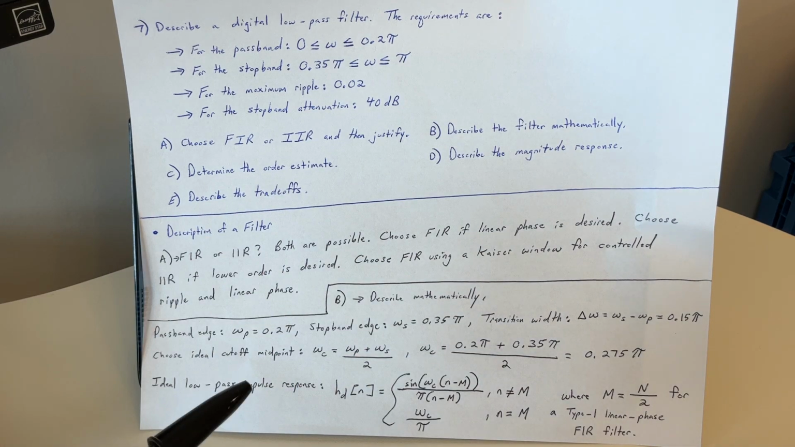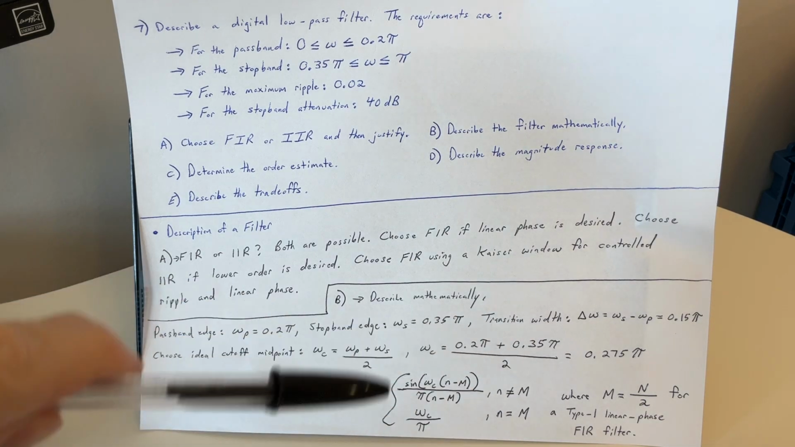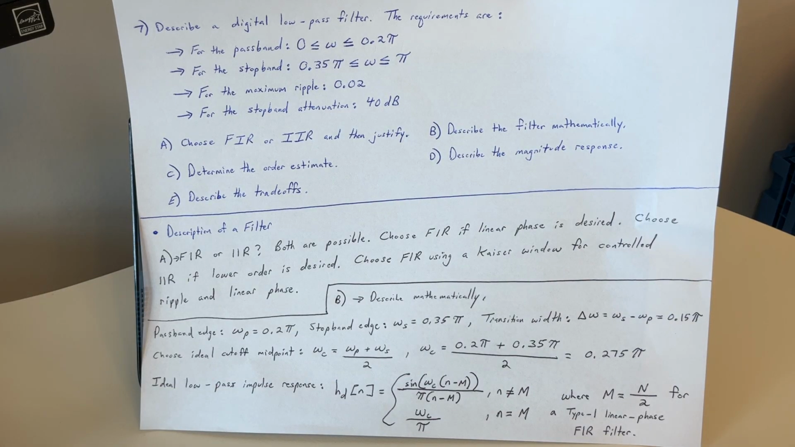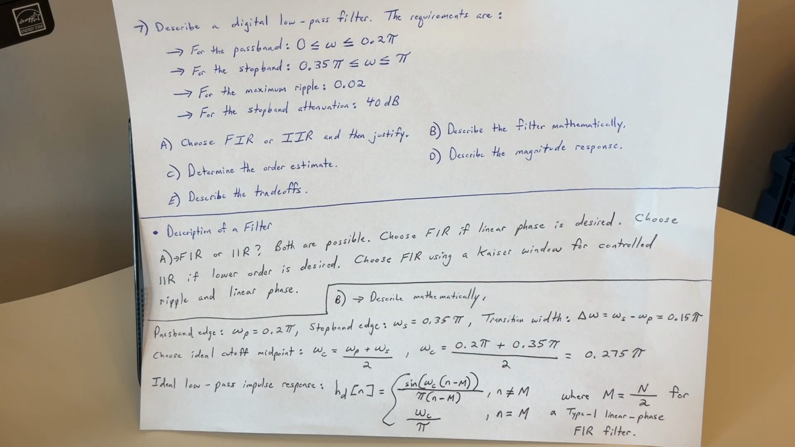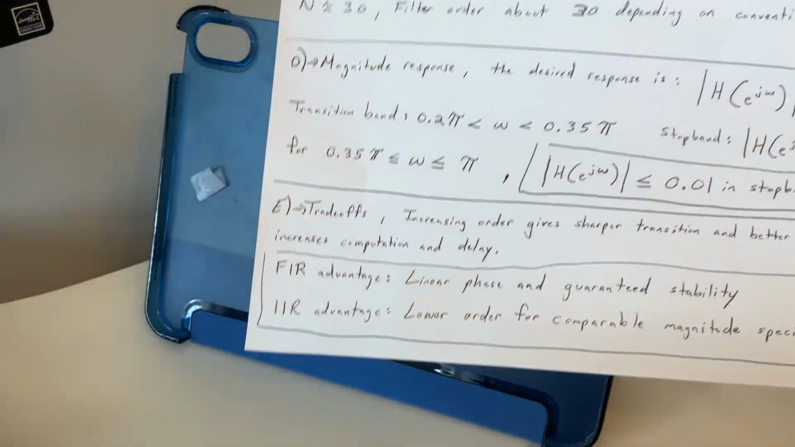So our ideal low-pass impulse response, h sub d of n, equals this piecewise, where m equals n over 2 for a type 1 linear phase FIR filter. For part C, determine the order estimate. I'm sorry, we're still on part B. Sorry about that. We have to finish up part B.